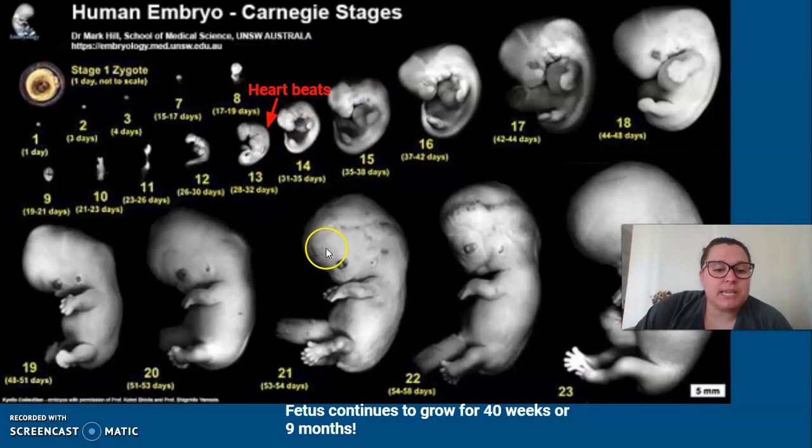And you will see here that it will just keep growing more and more human-like and start to form more and more of the organs. Like the hands start to form, the eyes start to form. So it's really cool to look at this.